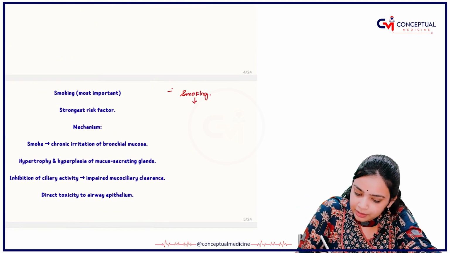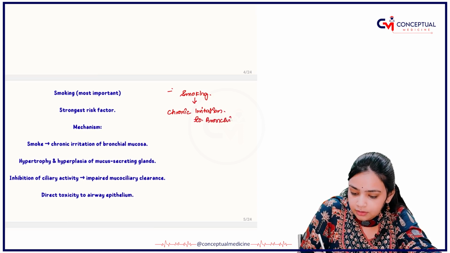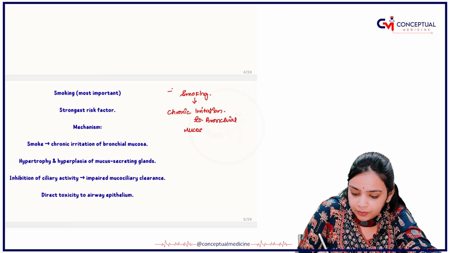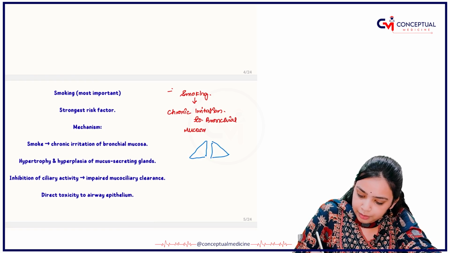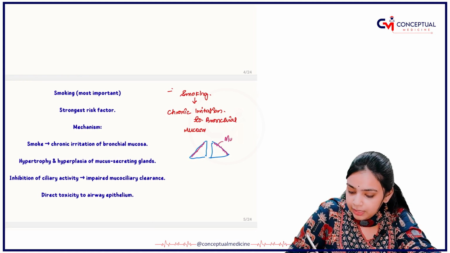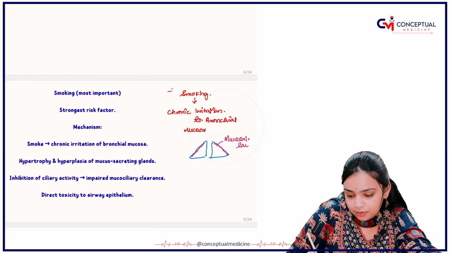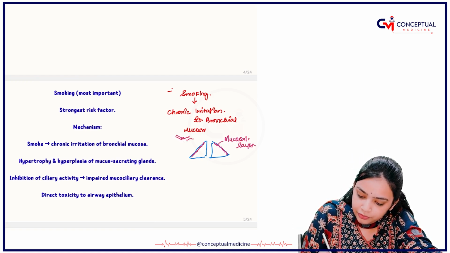What happens in smoking? When the person smokes, there is chronic irritation. Chronic irritation to what? To the bronchial mucosa. I'll draw a figure for you all. Like these are your lungs, these are your beautiful two lungs. Then you have a mucosal layer. So when the person smokes, these are the fumes coming out of the smoke, these are your cigarette, okay?